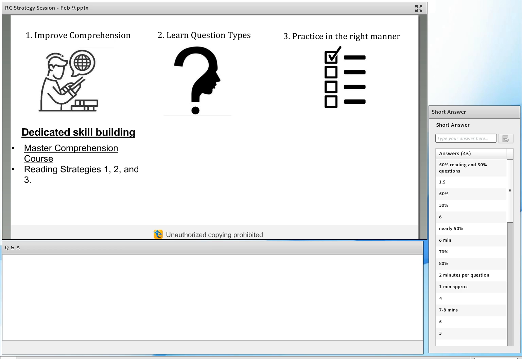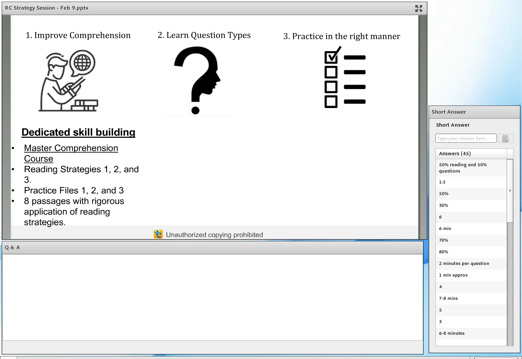Once you go through these 3 concept files, you then apply those on 3 practice files. And so essentially you get a total of 8 passages with rigorous application of reading strategies. By the time you end these foundation modules in the reading comprehension course, you are going to have a very solid idea of how you should be reading the passages.